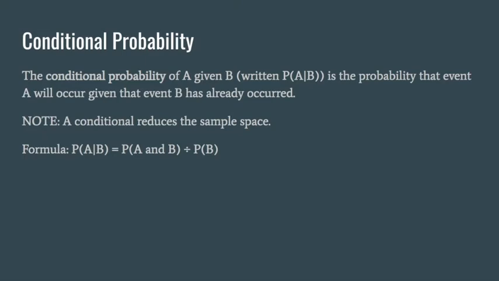Okay, so we do have a formula for this. Typically what we would do is find the probability of A and B and divide that by the probability of B.